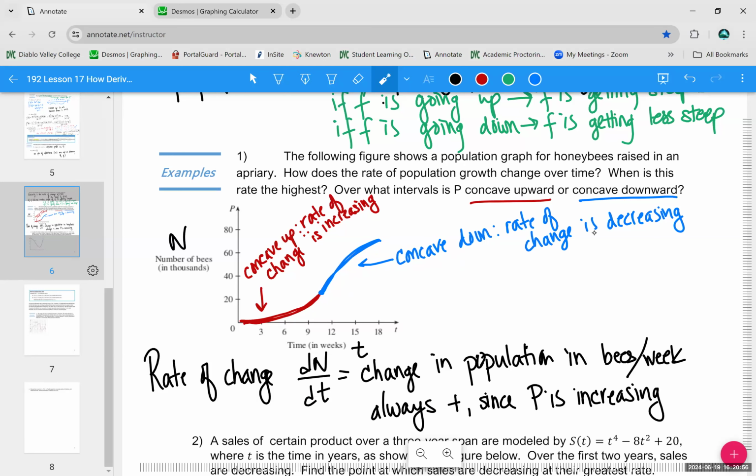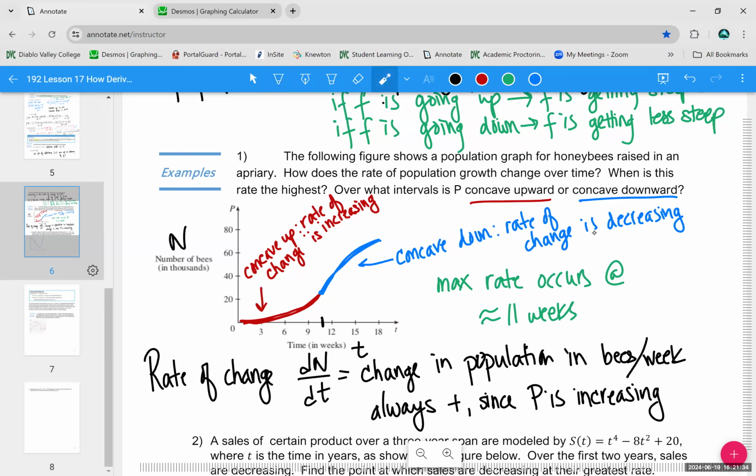Okay. So how does the rate of population growth change over time? Well, it's positive, and it increases until right about, I don't know, 11 weeks or so. And then it starts to decrease. Okay. So we could say it's always positive and its max rate occurs at approximately 11 weeks.